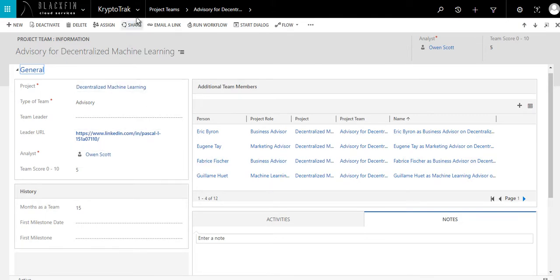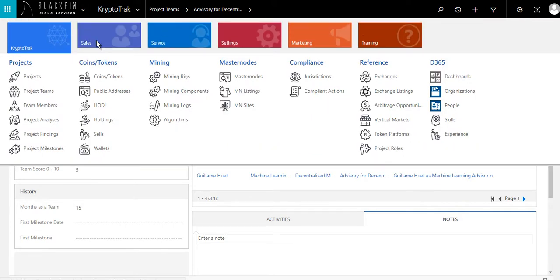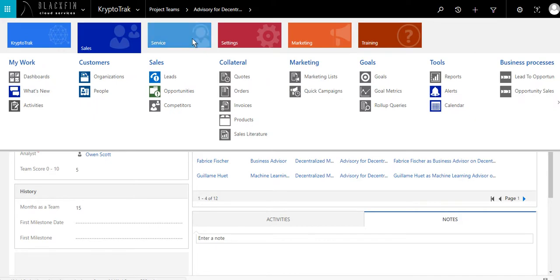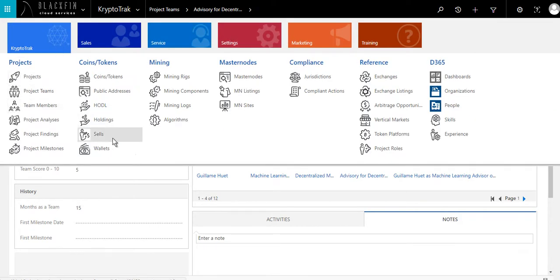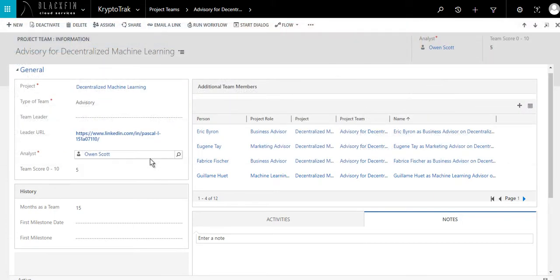This is, by the way, a customer relationship management system. So this system can be used for a lot more than just project analysis. It has a lot to do with sales and service and settings and marketing, all kinds of things like that. But it is a CRM, and it should be construed and used like a CRM.